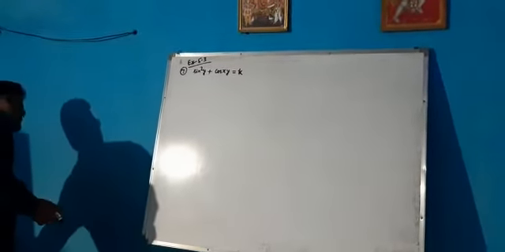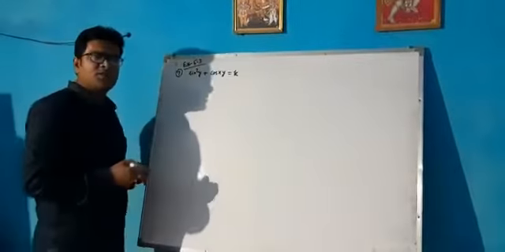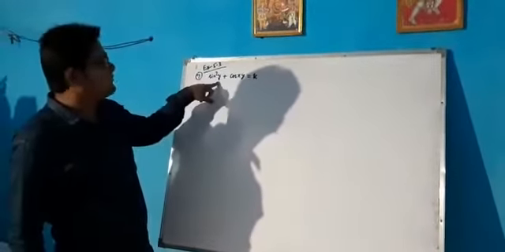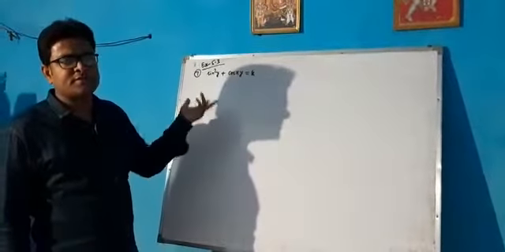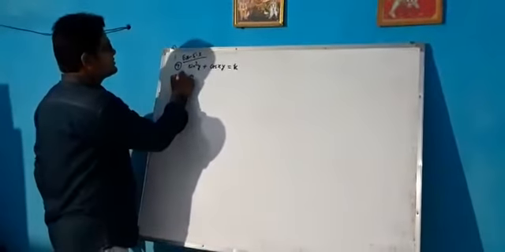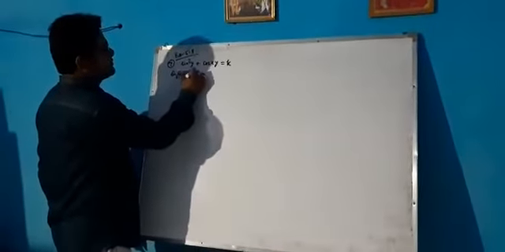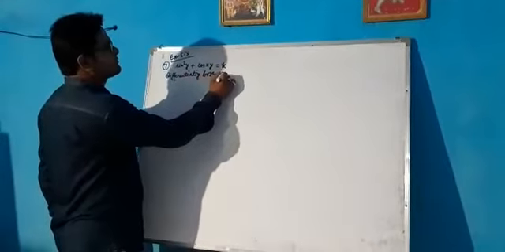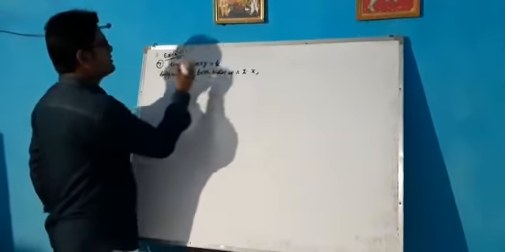See, in this, it's an implicit function. How is it implicit? It is a function where x and y both are present. So when more than one variable is present, it is an implicit function. Now, how to differentiate it? You just simply write, differentiating both sides with respect to x.